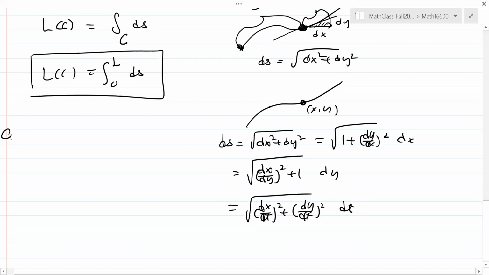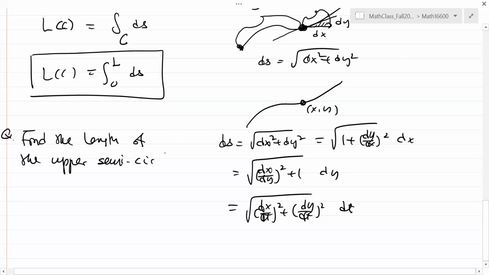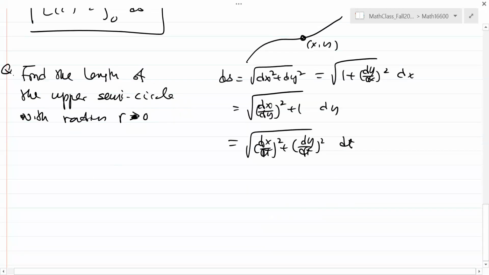So let's look at the problem. Find the length of the upper semicircle with radius r, where r is an arbitrary number. Of course, it's going to be pi times r. We know the formula, but can we prove that formula?